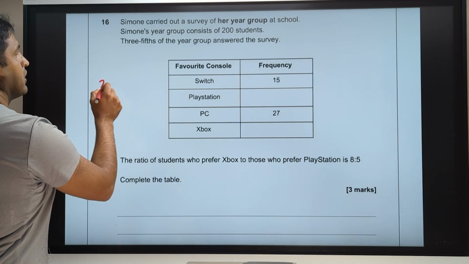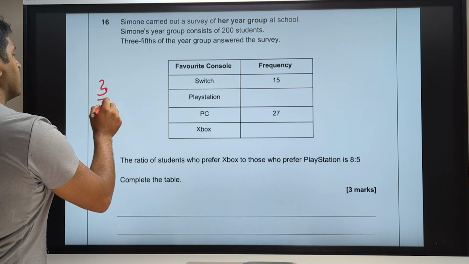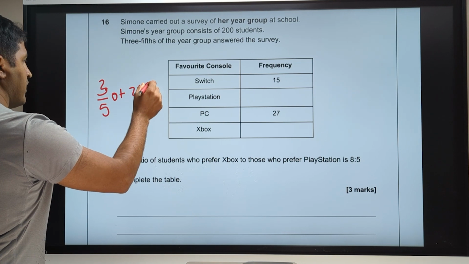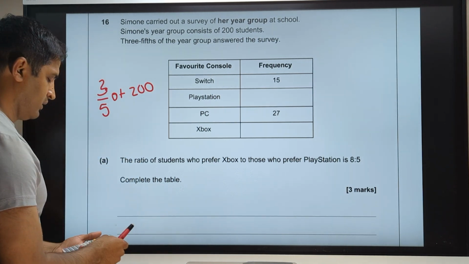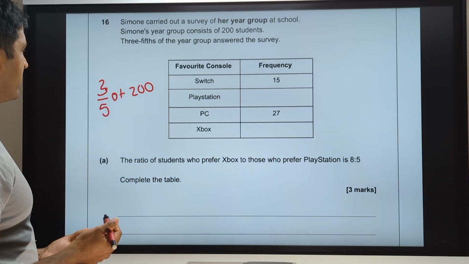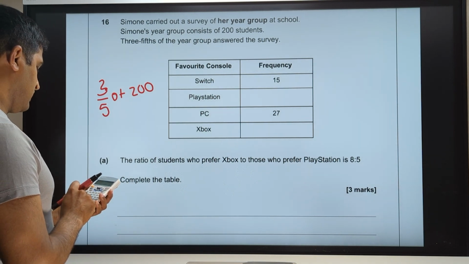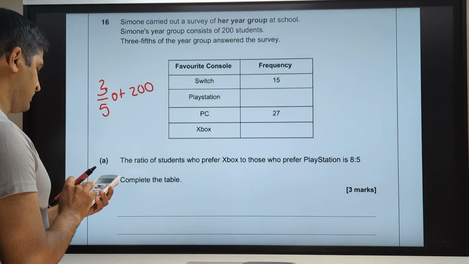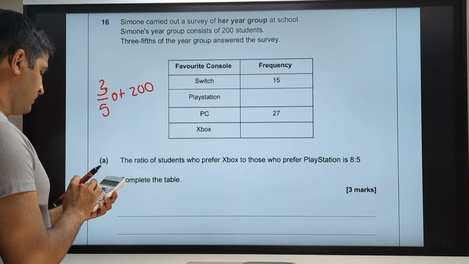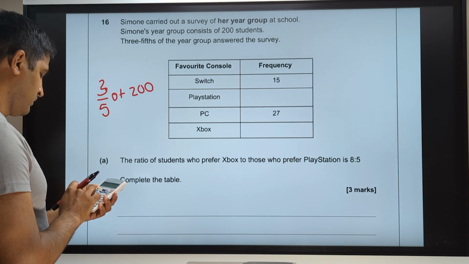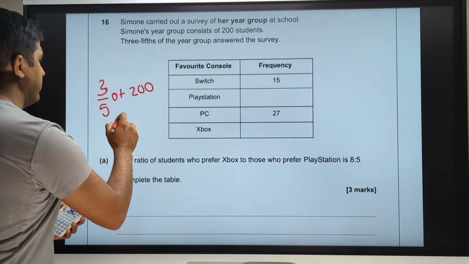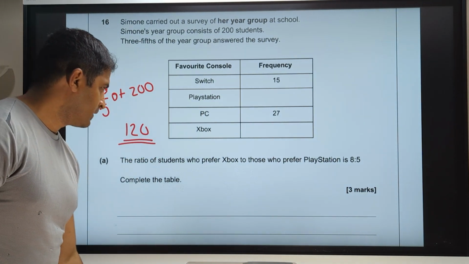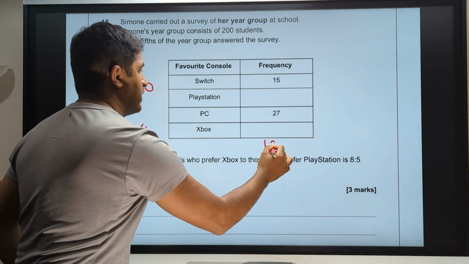Okay, what is 3/5 of 200? Put that in the calculator. So dividing it by 5, multiplying it by 3. Okay, so which gives me 20 times 6, 120. 3/5 times 200. So it's 120. So 120 answered the survey. Okay, so that total should be 120.